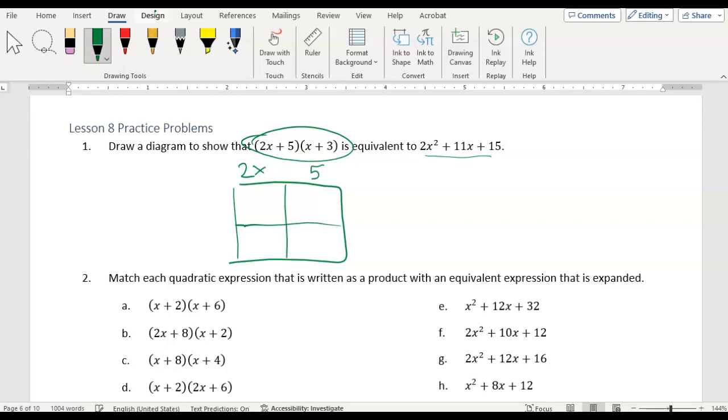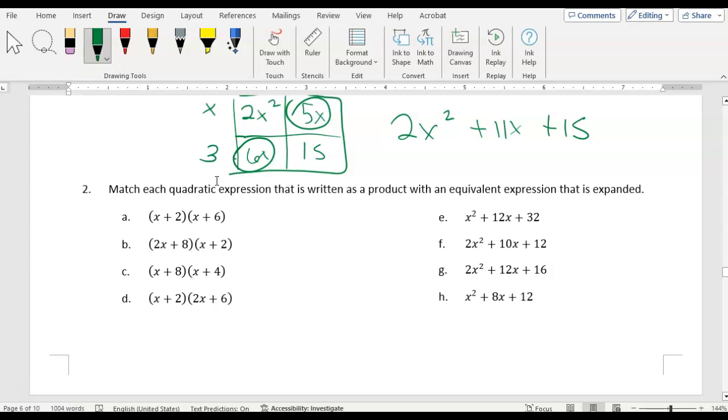So 2x plus 5 times x plus 3 is 2x squared, 5x, 2x times 3 is 6x, and 3 times 5 is 15. So now I have 2x squared. I can combine the 5x and the 6x to make 11x plus 15.